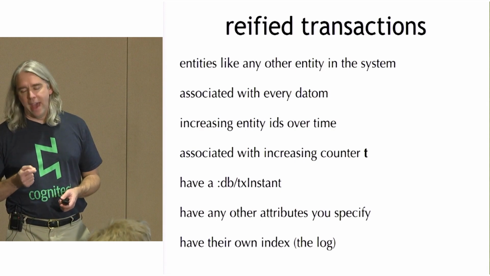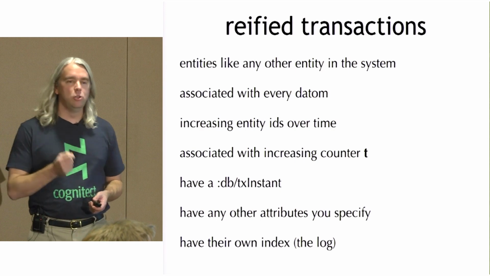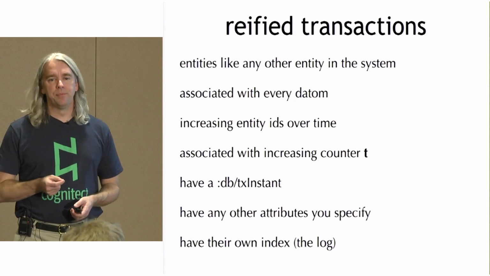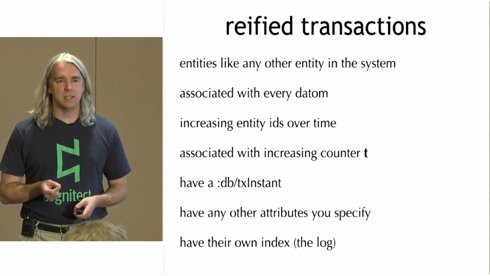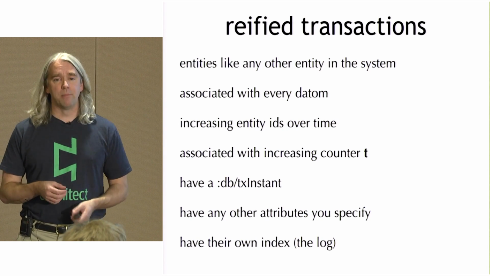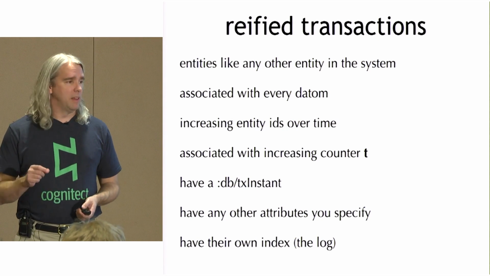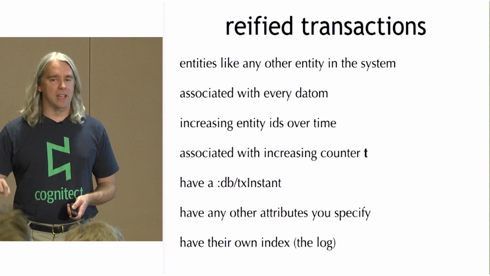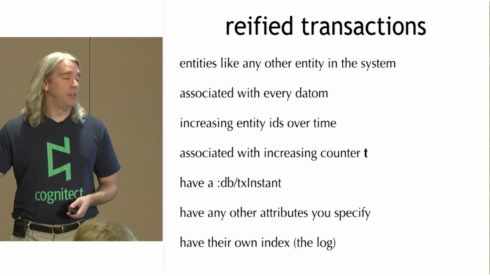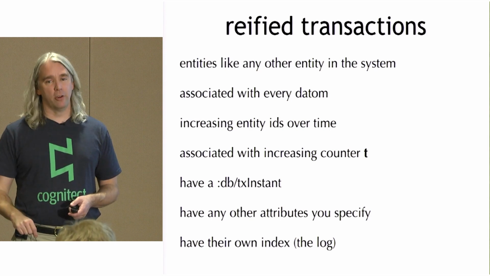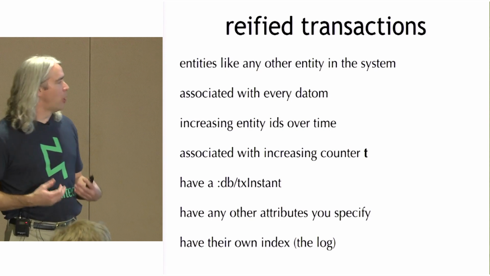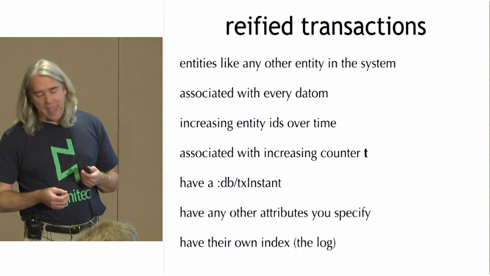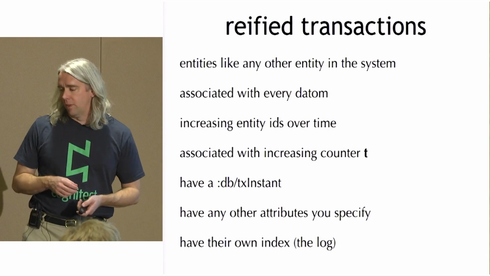Transactions can also have additional attributes that you specify. So in addition to talking about your own entities in the system, you can talk about Datomic's transaction entities. And this gets used for things like data provenance. So you can say something like, this transaction was put in the system via the web interface. And that transaction was put in the system by an admin. And this transaction was put in the system as part of an error correction. So statements about the purpose of a transaction or the use of a transaction can also be made in the system. And transactions have their own index, which is called the log.